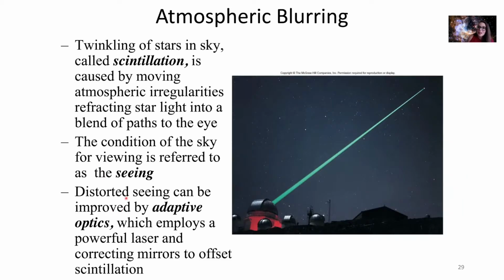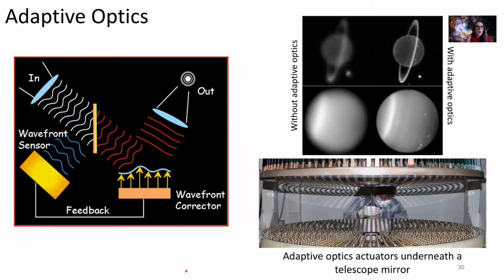Now, this distorted seeing can be improved by something called adaptive optics. And I think some of you already learned about this whenever you were researching different types of telescopes for your discussion last week. Okay, so what happens in an adaptive optics system? I worked at a telescope one summer that had an adaptive optics system, and my job was to perform computer simulations to understand how the telescope would behave with the particular adaptive optics system that they had in place.